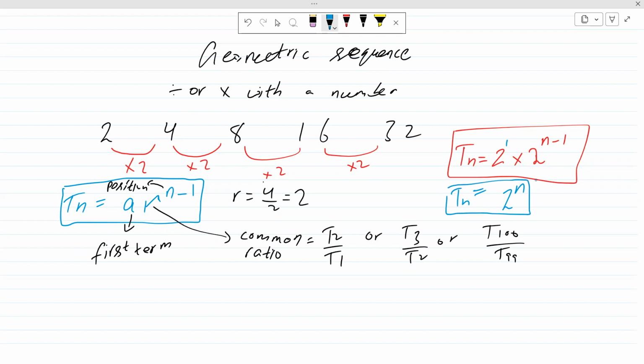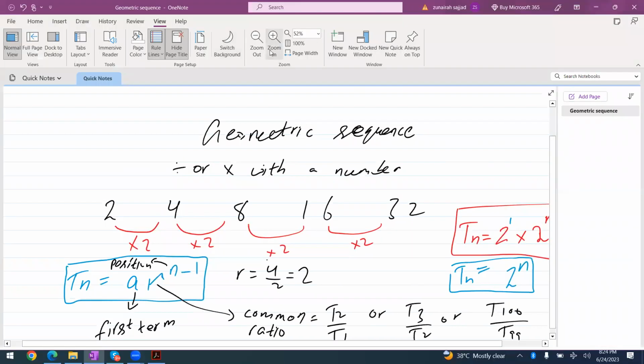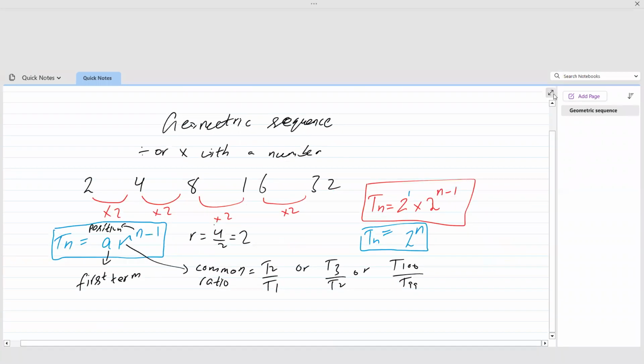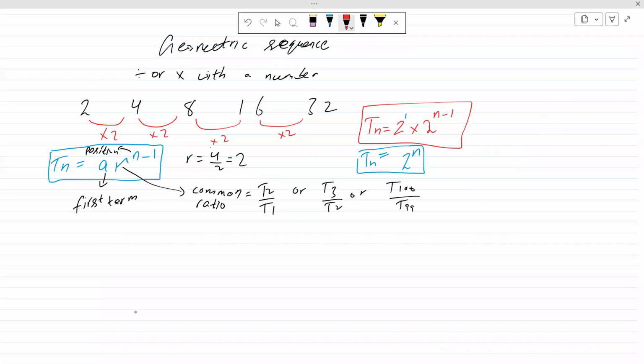All right. Let's look at one more geometric sequence. How about this one? 100, 50, 25, 12.5, 6.25, and so on. What is happening here? I think you already observe it. Dividing by 2, right? We are just dividing by 2 every term.